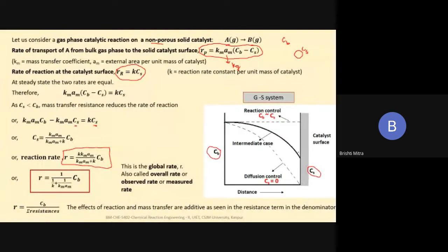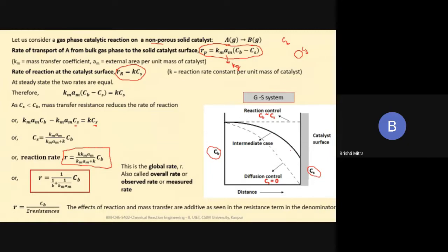So slowly the concentration drops, and this distance is the film, essentially the gas film, where the concentration changes from Cb to Cs. Now, consider a system where there is no influence of mass transfer, that means the rate of mass transfer is very fast. When is that possible? When the value of Km Am is very large, then mass transfer is a very fast step. So there's hardly any difference in concentration between the bulk and the surface. So Cb is almost equal to Cs.